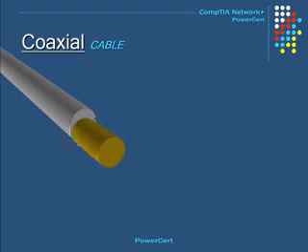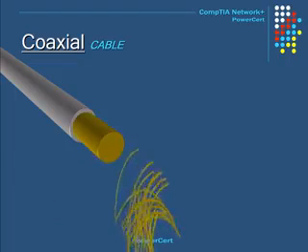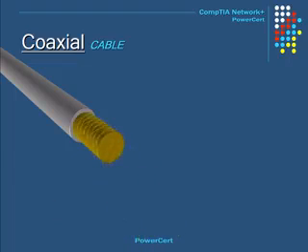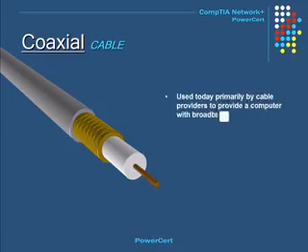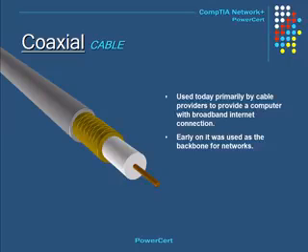This is a coaxial cable. This is used today primarily by cable providers to provide a computer with broadband internet connection. Early on, it was used as a backbone for networks, such as a bus network.